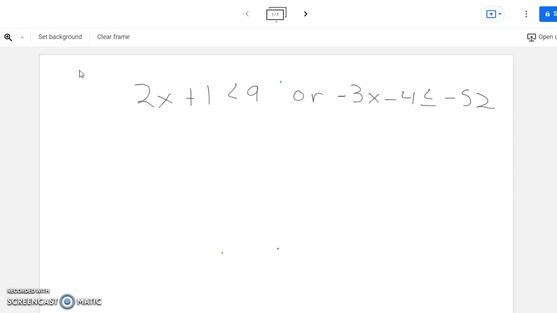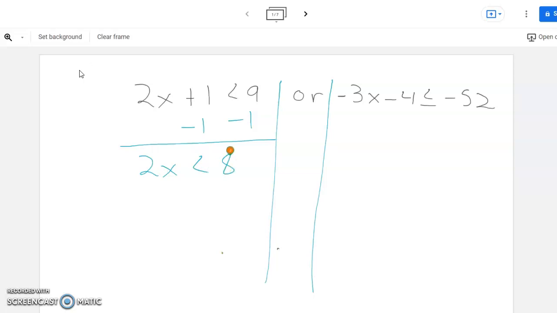All right, so the way that we would solve is I would break this up into two inequalities. Remember, it's an or inequality. So my first inequality, I'm going to solve for x by subtracting 1 on both sides, and you can pause or play as you need to. Then I get 2x is less than 8. Now I'm trying to solve for x, but the 2's in the way, so I'm going to divide by 2 on both sides, and I get x is less than 4.